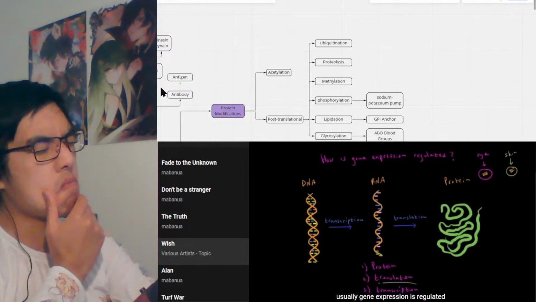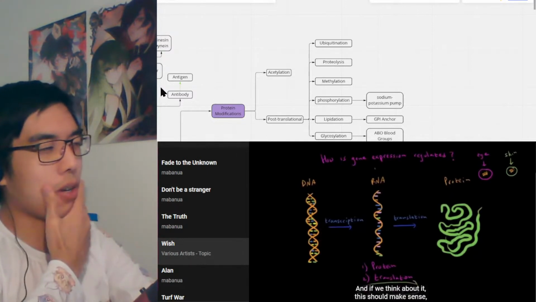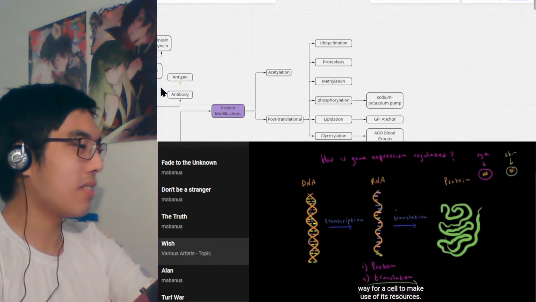And the answer to our question is that usually gene expression is regulated at the level of transcription. If we think about it, this should make sense because this is really the most effective way for a cell to make use of its resources.